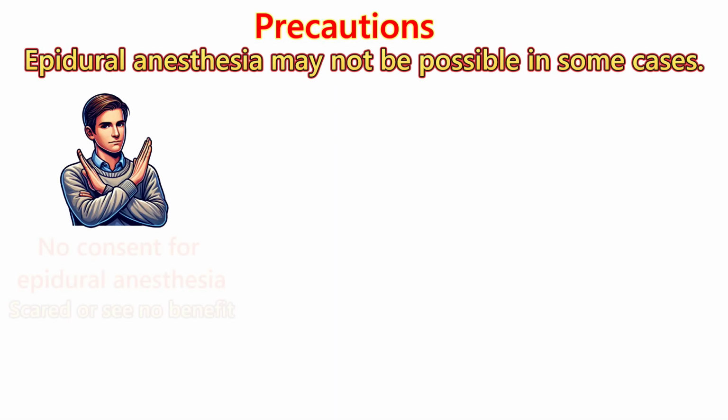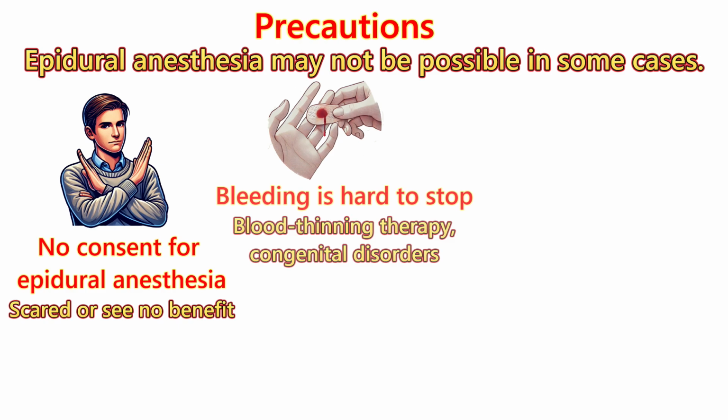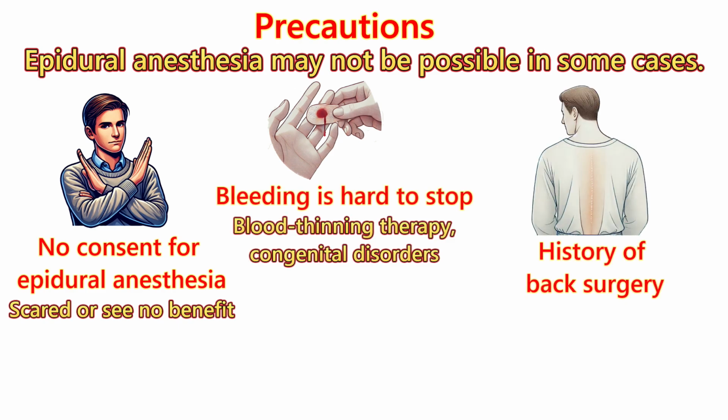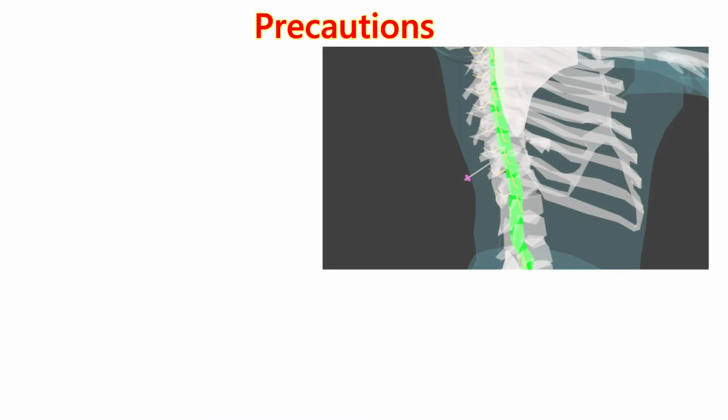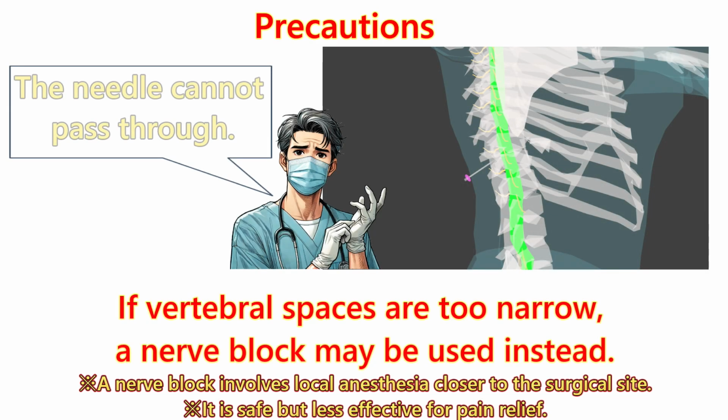Precautions. There are certain conditions under which epidural anesthesia may not be possible. If any of these apply, they should be communicated to the anesthesiologist. Additionally, if the spaces between the vertebrae are extremely narrow, the procedure may not be successful. In such cases, an alternative method, such as a nerve block, may be used instead.